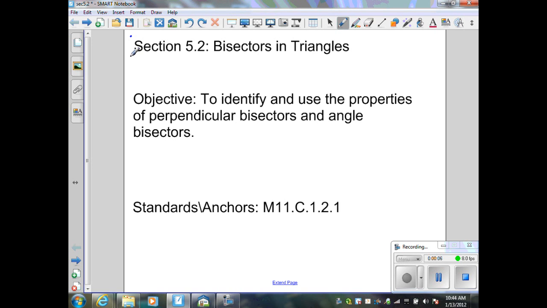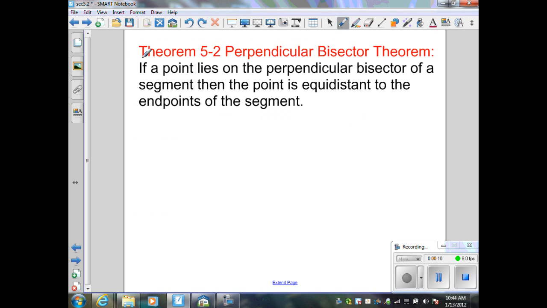Section 5.2, bisectors in a triangle. First, Theorem 5.2, perpendicular bisector theorem. Let's first recall what a perpendicular bisector is.